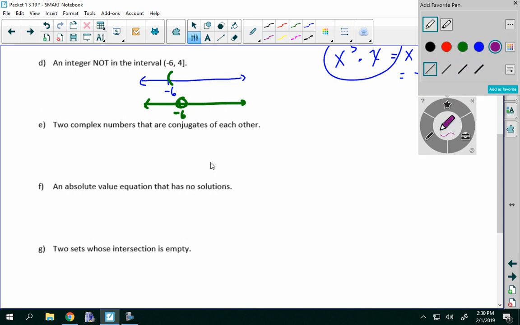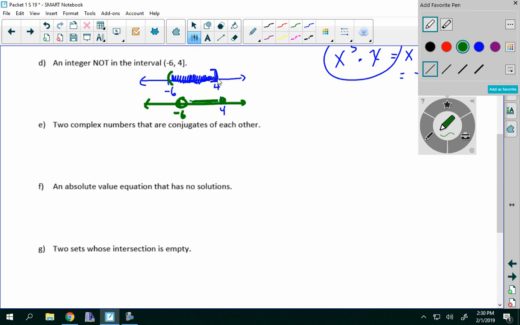Let's take a look at the rest of this. This interval starts at -6 but doesn't include -6 and goes up to the integer 4, and it includes 4. So we put the bracket there. This interval includes all of the real numbers between -6 and 4. Similarly, if you were using the idea of open and closed circles, you would do that and then shade everything in between. So you have to give an example of an integer not in this interval.